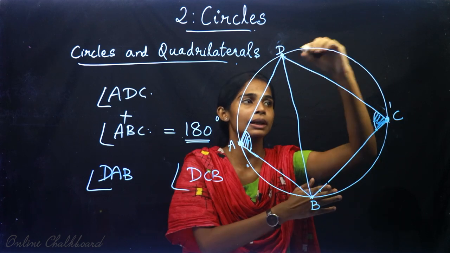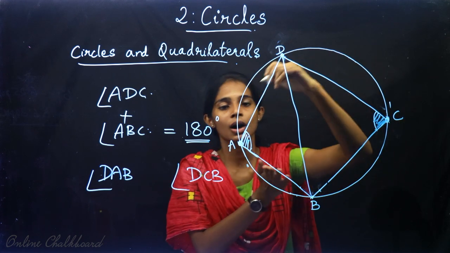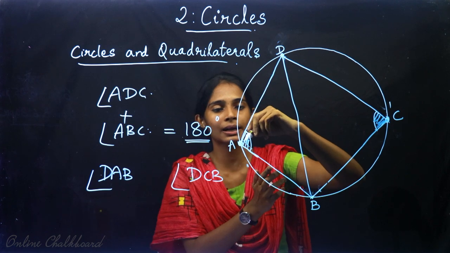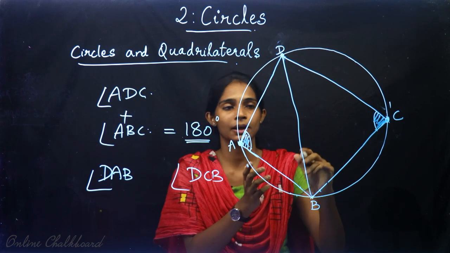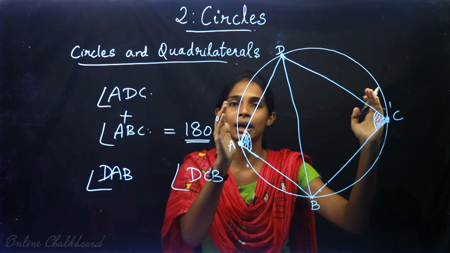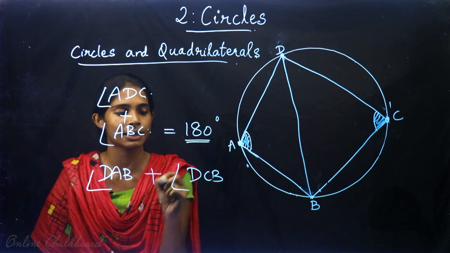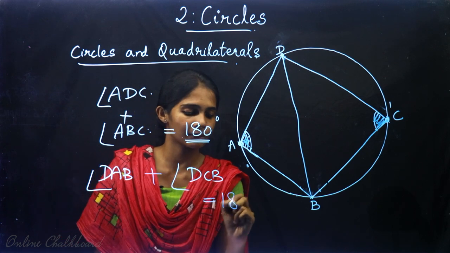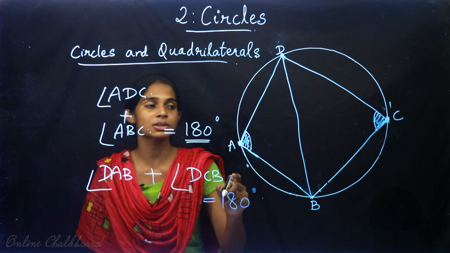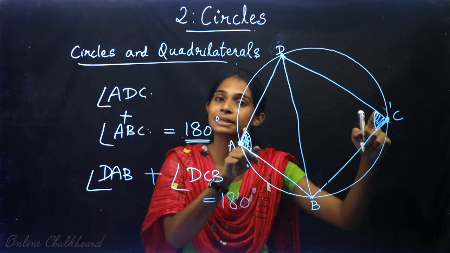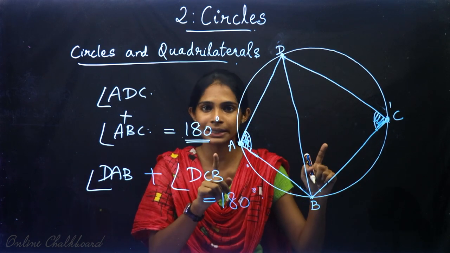This arc is opposite, the alternate arc to angle DCB. Similarly, this arc is opposite, the alternate arc to angle DAB. So, we can see two arcs, and the alternate arcs are opposite to the two angles whose sum is 180. So, in this way, we can say angle A plus angle C is also 180 degrees.